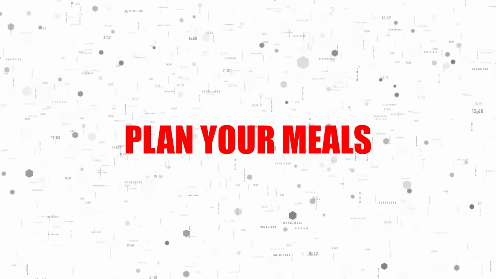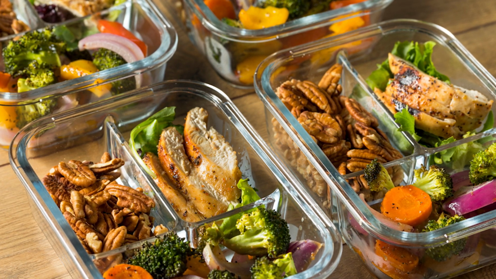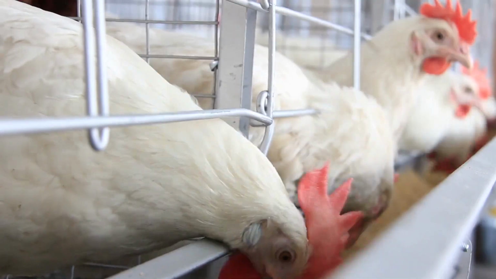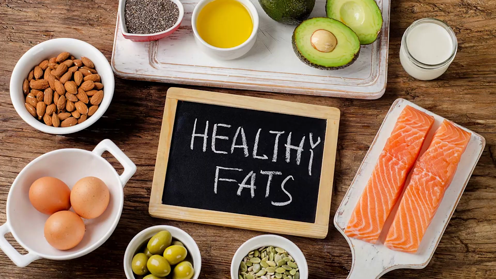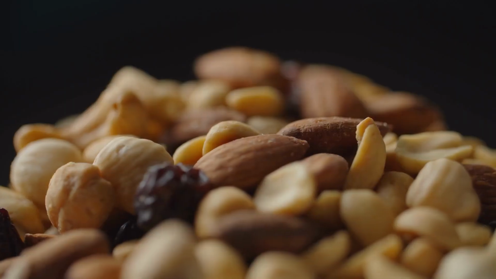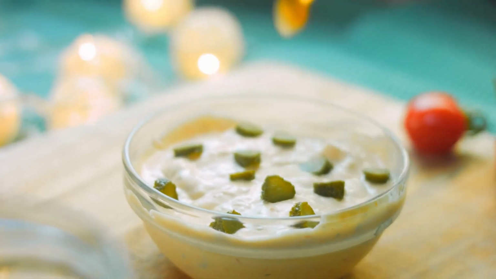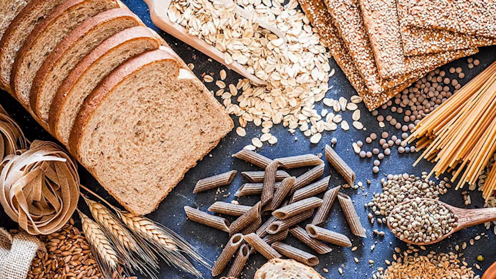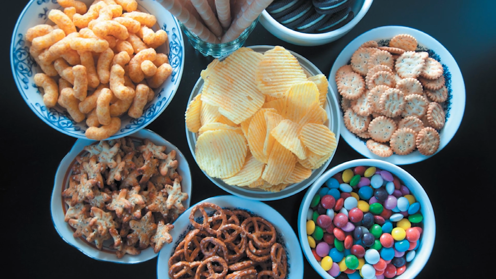Plan your meals. Create a weekly meal plan that includes keto-friendly recipes and snacks. Focus on whole foods such as meats, poultry, fish, eggs, non-starchy vegetables, healthy fats, avocado, olive oil, nuts, seeds, and dairy products like cheese and Greek yogurt. Avoid or limit foods high in carbohydrates like grains, starchy vegetables, sugary fruits, and most processed foods.